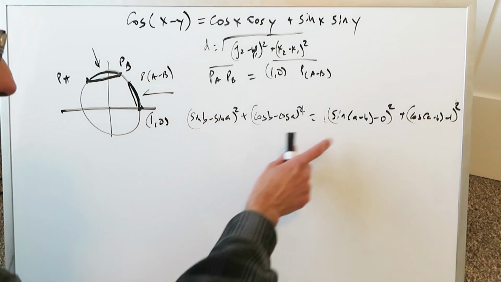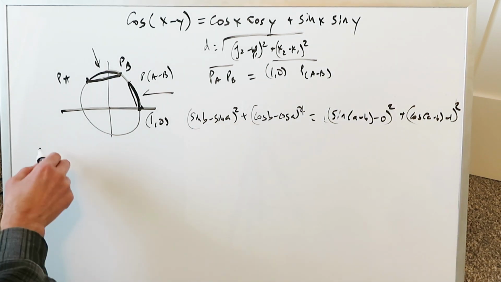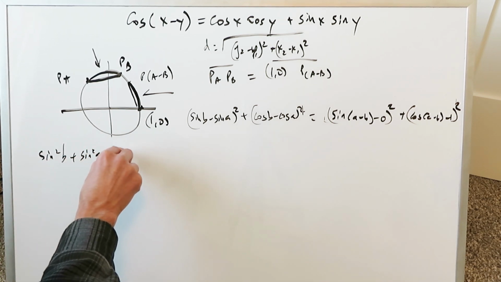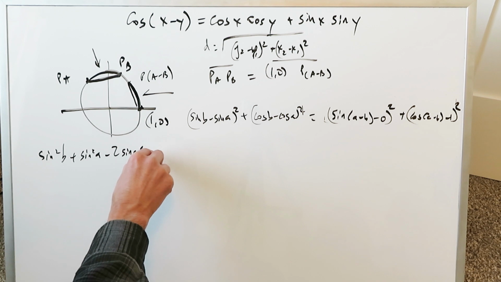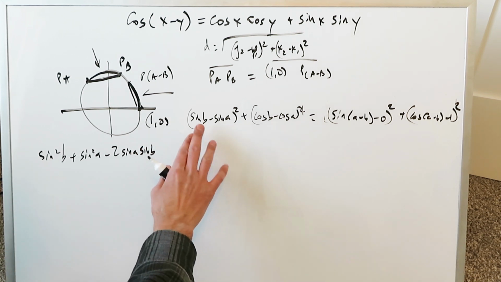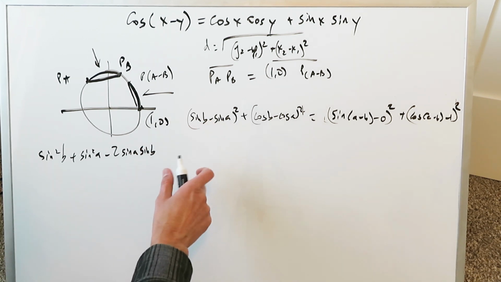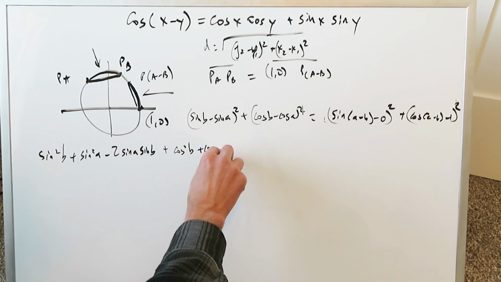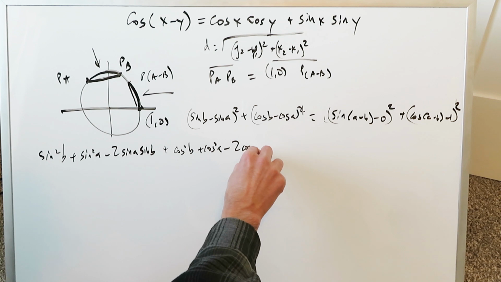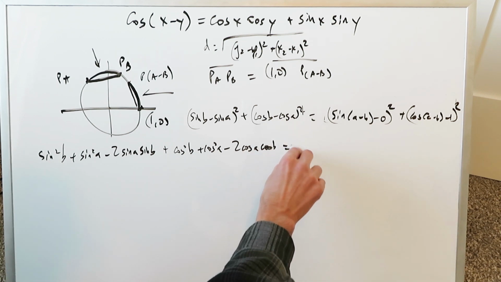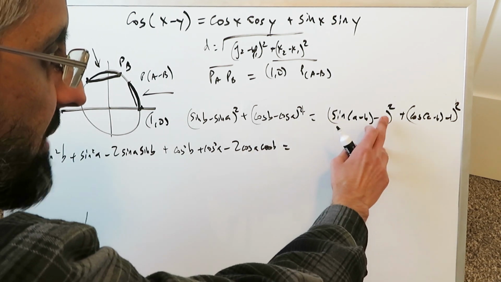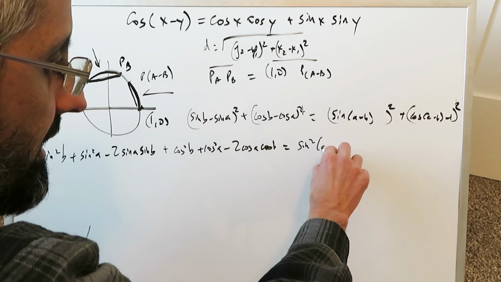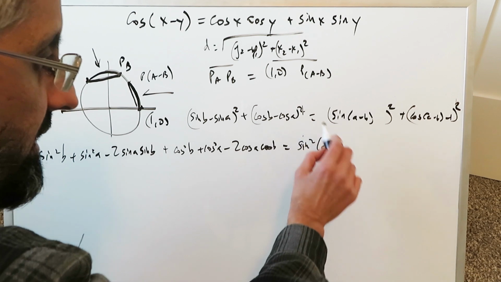These are like A minus B whole squares. When you open this, you'll have sine square B plus sine square A minus 2 sine A sine B. You know A minus B whole square is A square plus B square minus 2AB. Let's open this up. You'll have cosine square B plus cosine square A minus 2 cosine A cosine B. We have to open this up, but this minus 0 is meaningless. You can erase it. You're just looking here at it as sine square A minus B. That's all what it is.